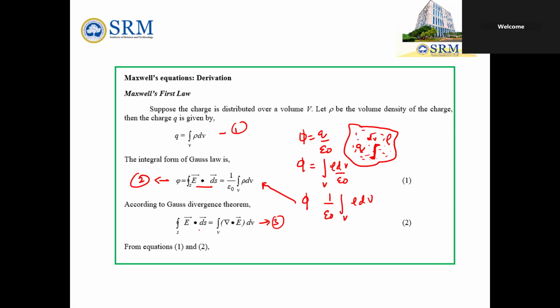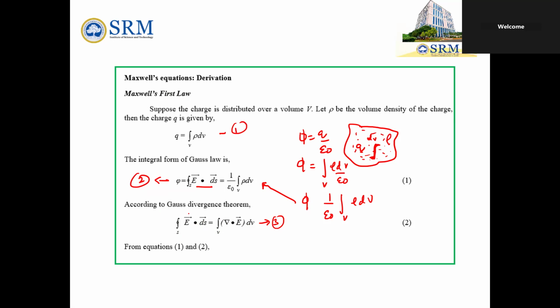Now substitute equation 3 in equation 2. Therefore, the closed surface integral of E dot ds is equal to the volume integral of del dot E into dV, according to the Gauss divergence theorem, which converts a surface integral to a volume integral.